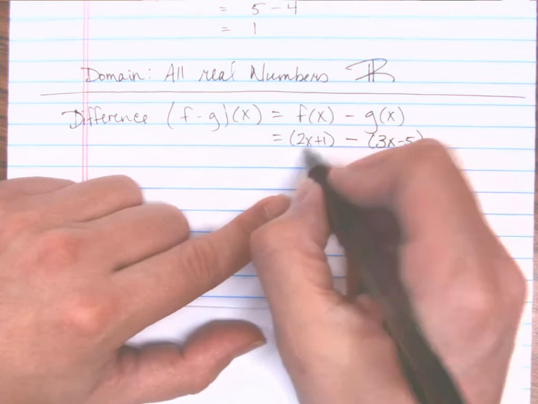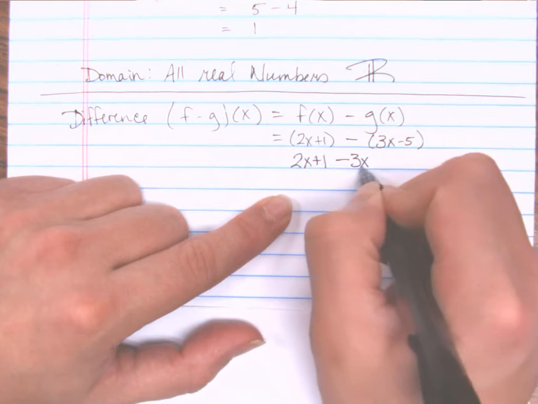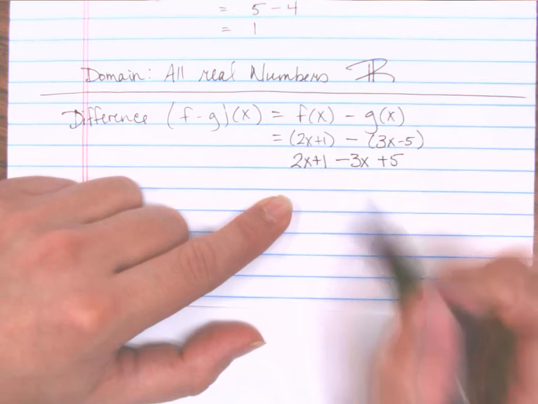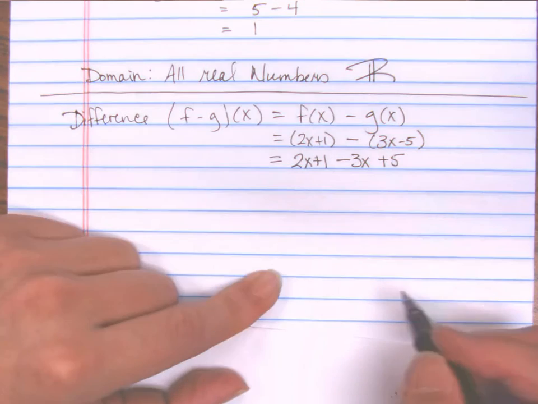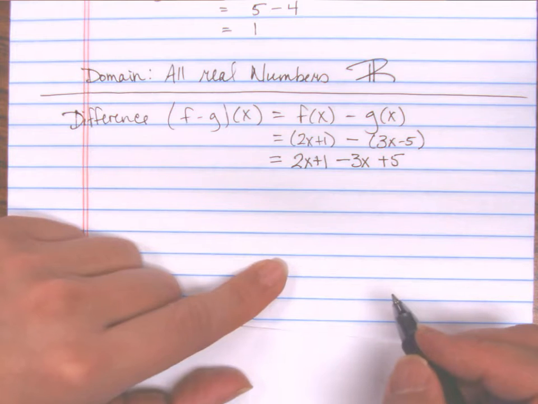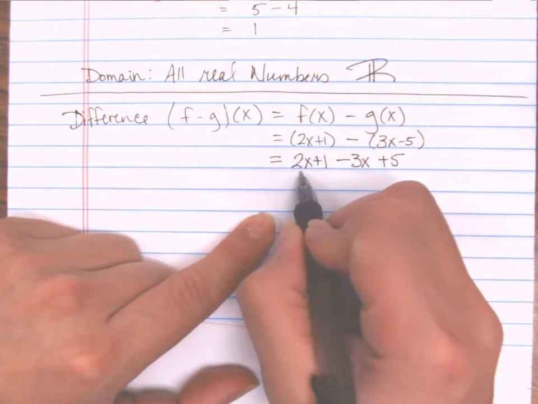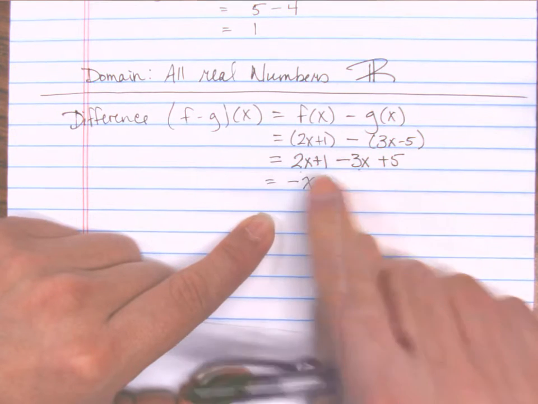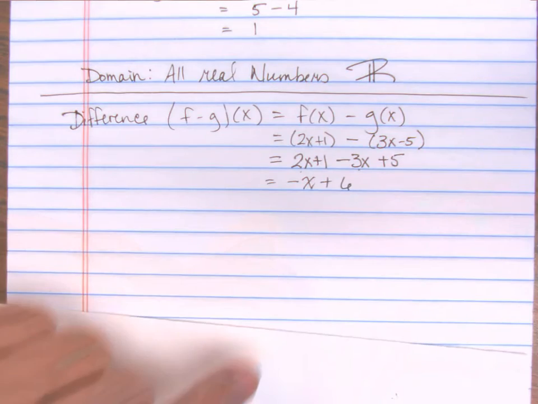Okay, so I have 2x plus 1 minus 3x plus 5. Remember, once you distribute this over, all of your signs change. Okay. And once again here, I'm still left having to combine my like terms. I have 2x minus 3x. That's going to give me negative x. And then 1 plus 5 gives me 6.